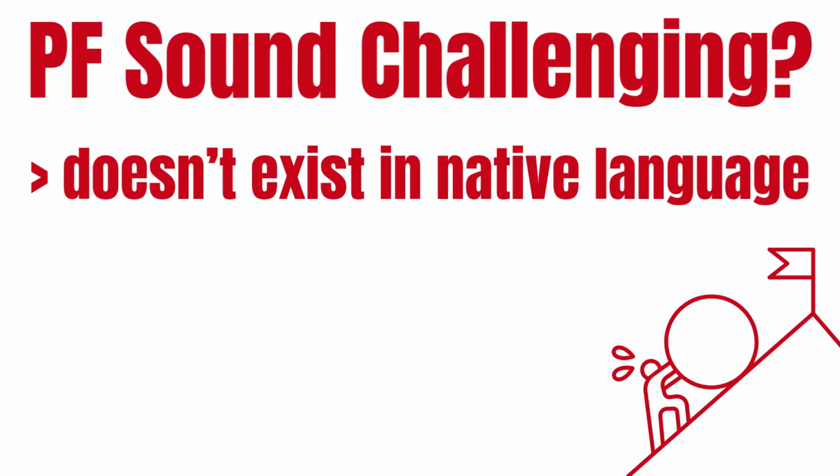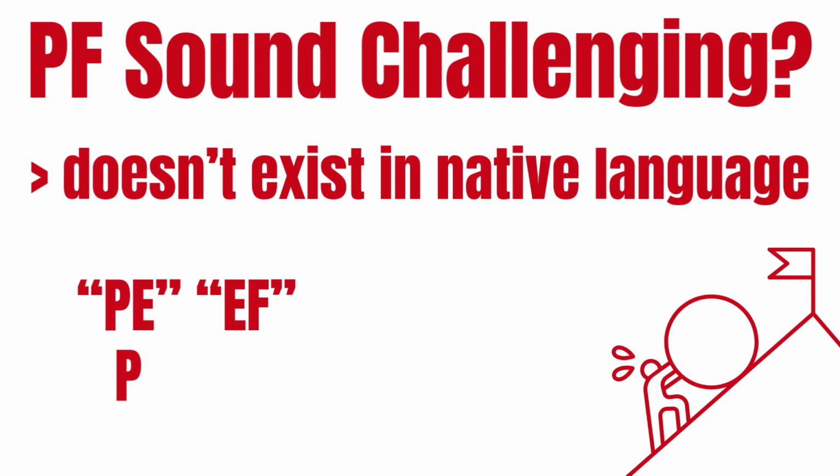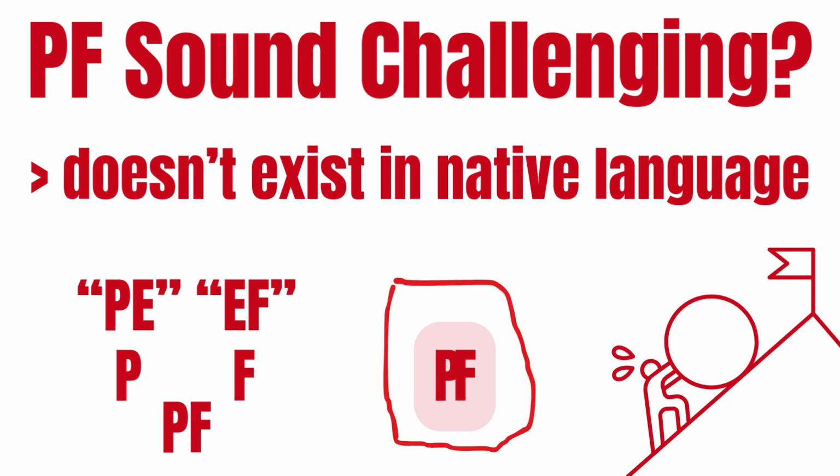In German, P and F are pronounced as P and F whenever they stand alone. In combination with other letters, they become PF. The key is to make the transition between P and F smooth and quick. Think of it as a single sound rather than two separate ones. PF becomes one sound without anything between the two letters, such as pf, pf.